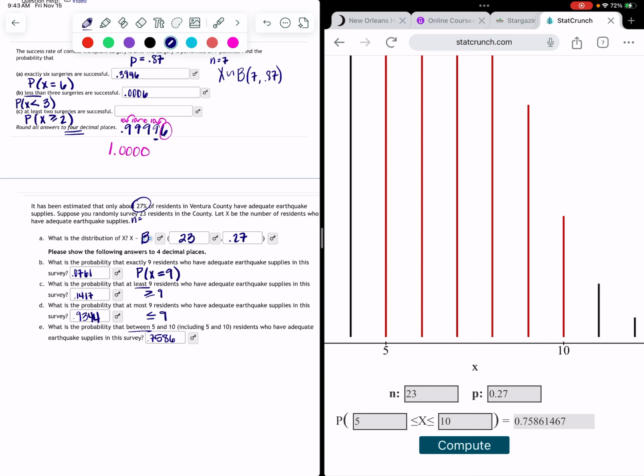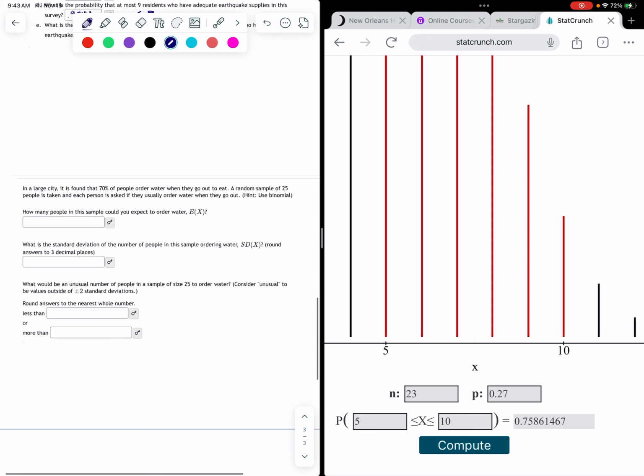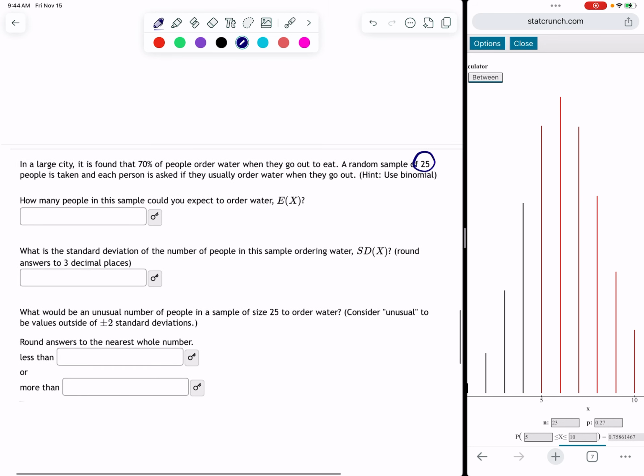So that's how that probability distribution works, or binomial distribution. And what do we have here? 70% of people order water. A random sample of 25 people is taken, and each person is asked if they order water. Well, you either order water or you don't. We have a fixed number of trials, 25 trials, and we have a 70% probability of success.